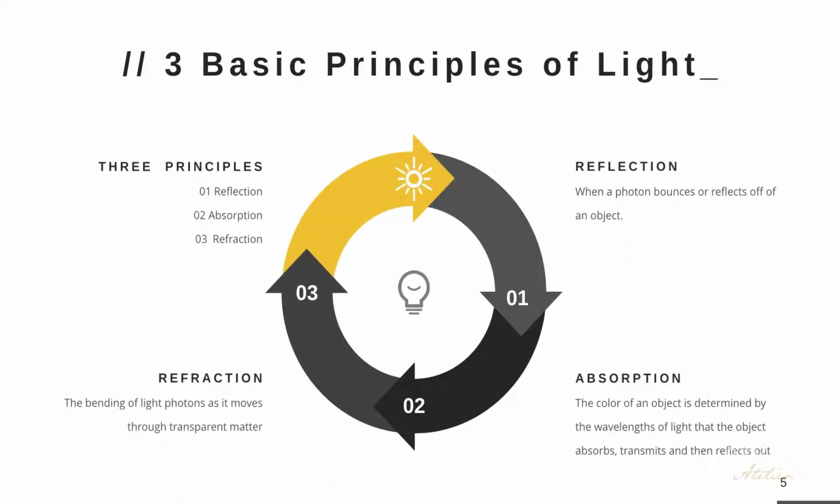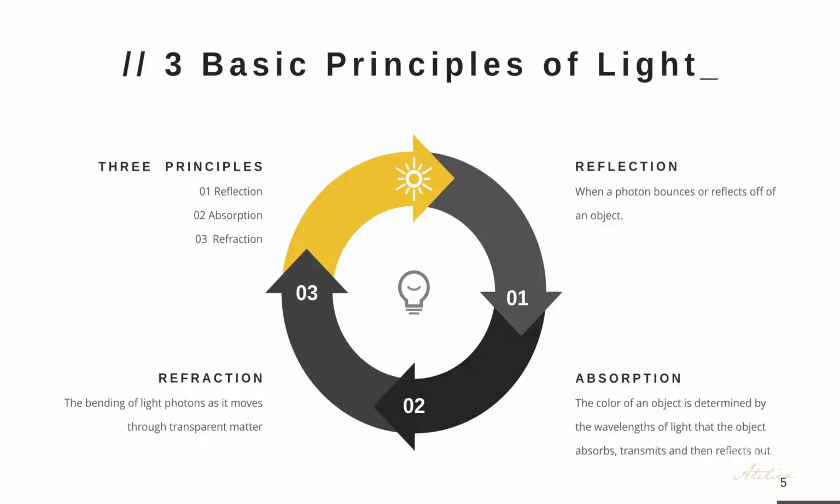So you have three basic principles of light. And like I said, if we were to get totally scientific and go deep into this, there's more. But for what we really need to know as the core principles, these are it, right? We have reflection, absorption, refraction. The reflection, as we just said before, it'll bounce off of an object.